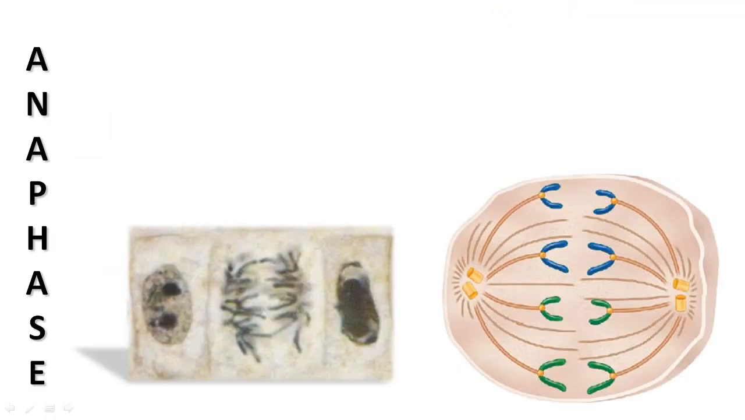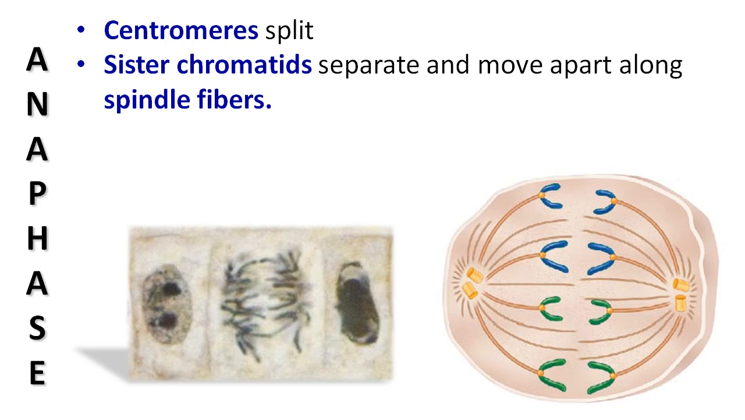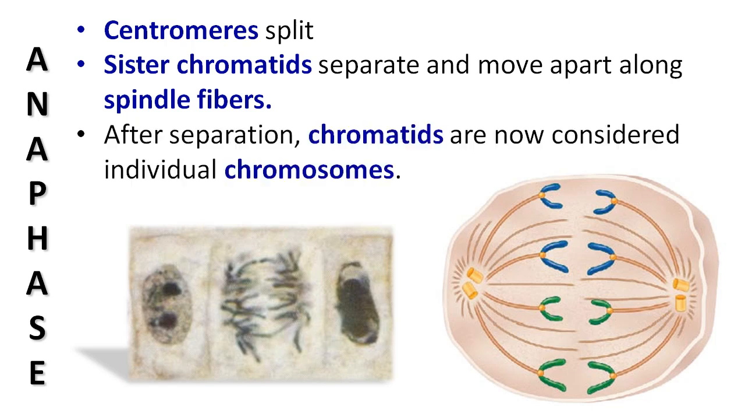Next, we have anaphase. Anaphase begins as the centromeres of each chromosome split. And as they do so, the sister chromatids separate from each other and move to opposite sides of the cell along the spindle fibers. After, though, these chromosomes have been separated, the chromatids are now considered individual chromosomes. So ask yourself, how many chromosomes are in this cell at anaphase?